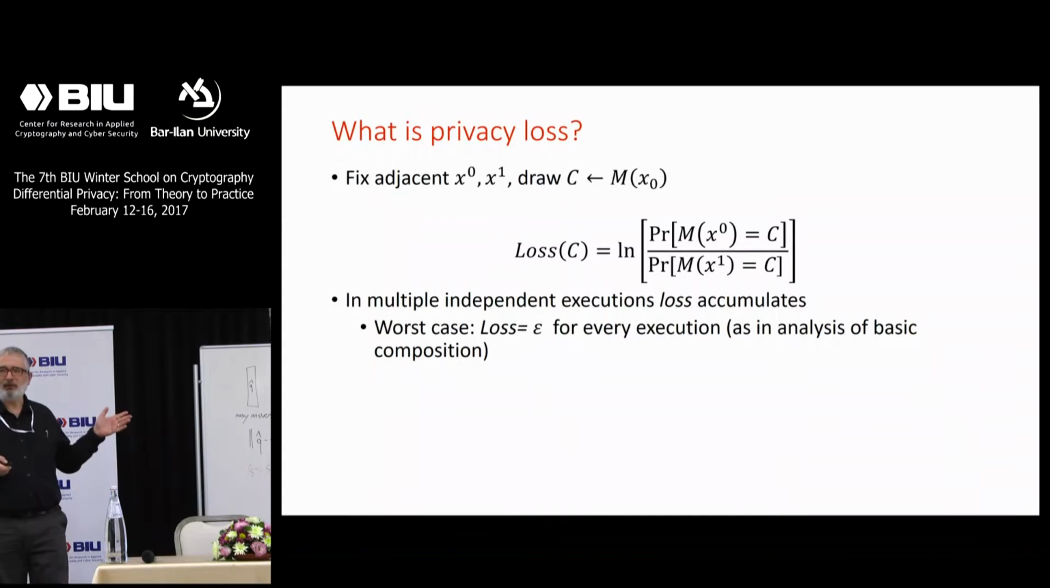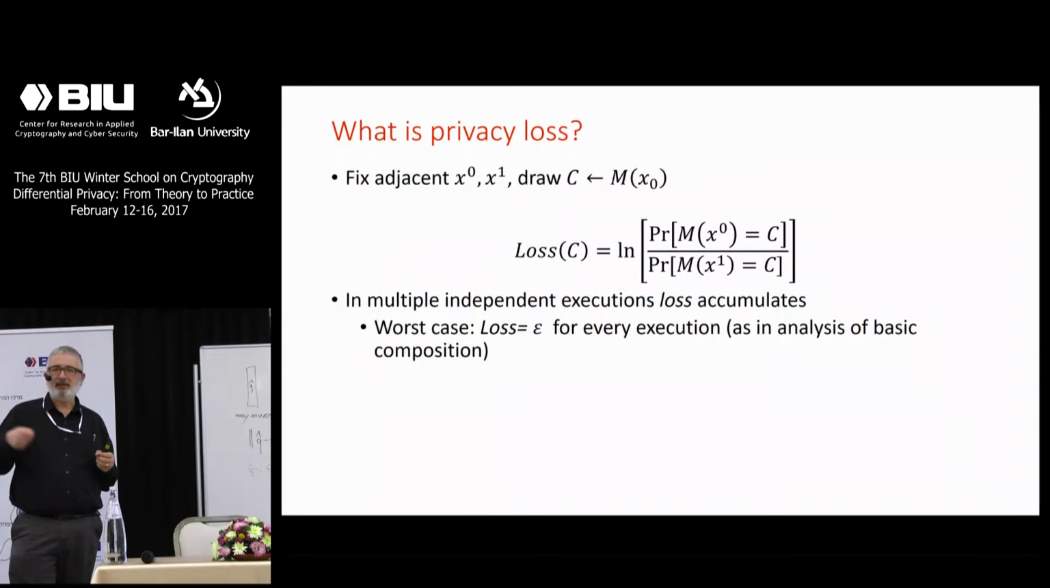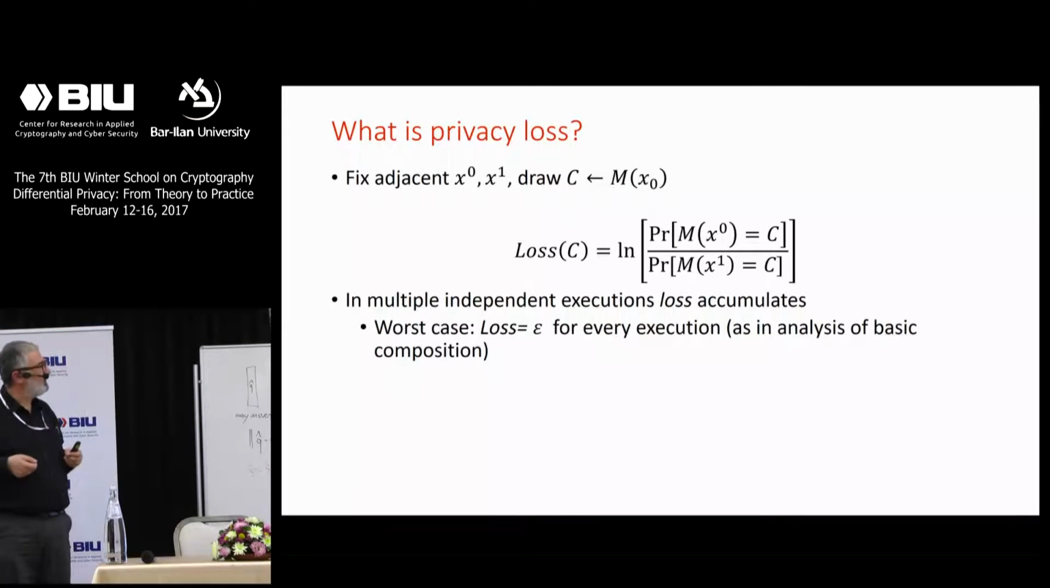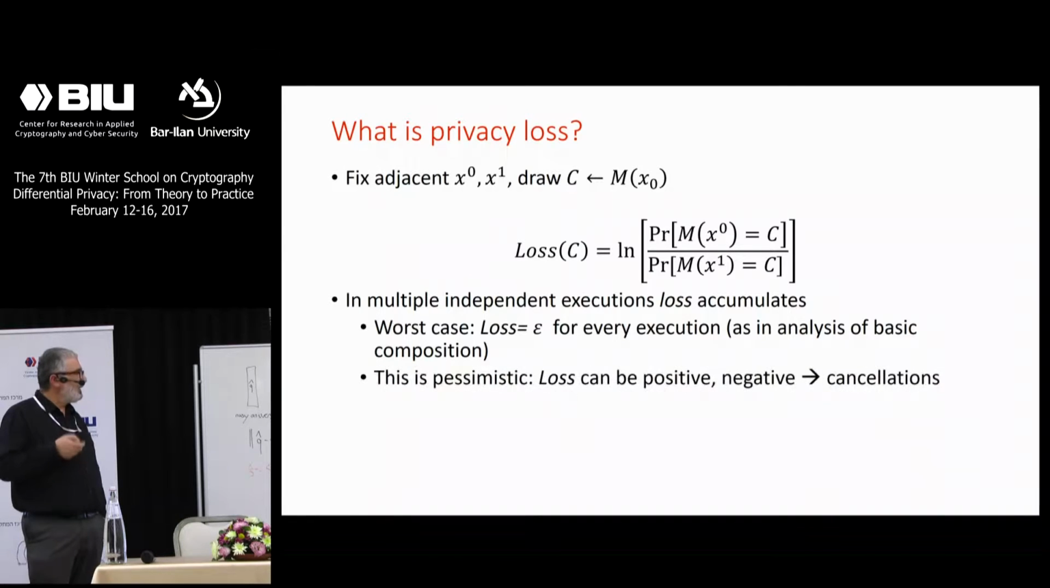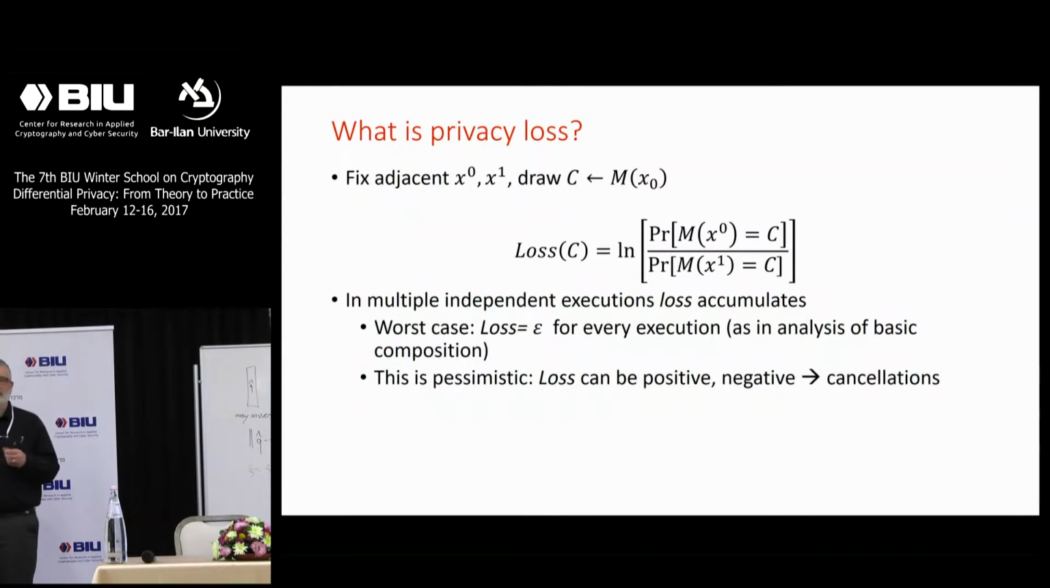And that was the basis for our basic composition theorem. We said that even if that happens, we're only losing something linear. Our loss is linear in the number of executions, okay? So if we perform T computations that are epsilon differentially private, we lose at most T times epsilon in privacy. So that would be the worst case. But this may be pessimistic because the loss can be positive or it can be negative, and maybe we get some cancellations. So maybe we're not taking a linear number of steps in one direction, but we're going left and right, so it takes time until we accumulate a significant loss, okay?